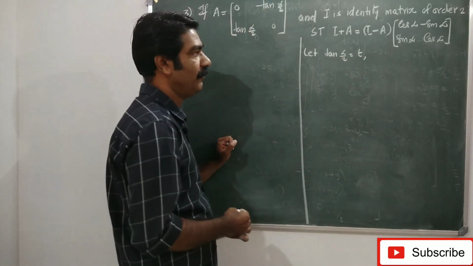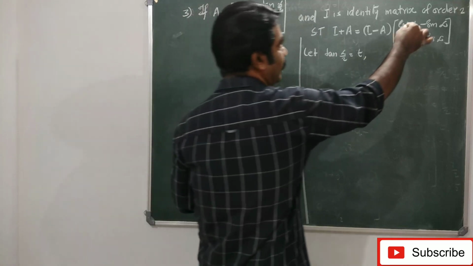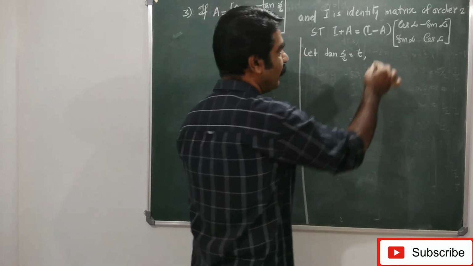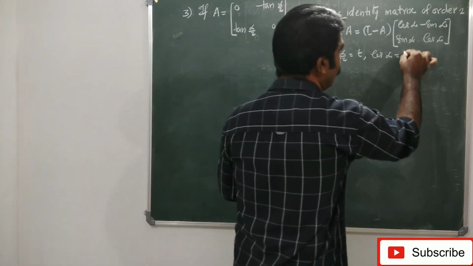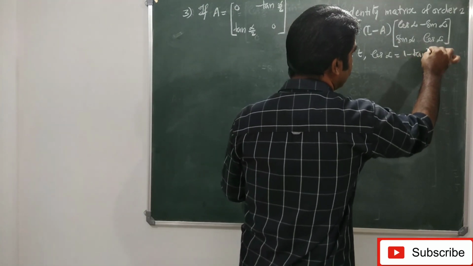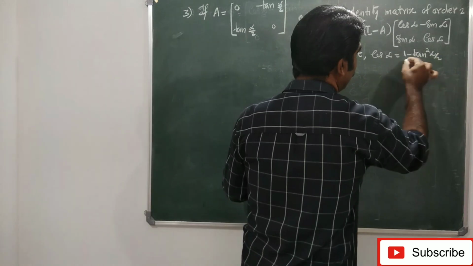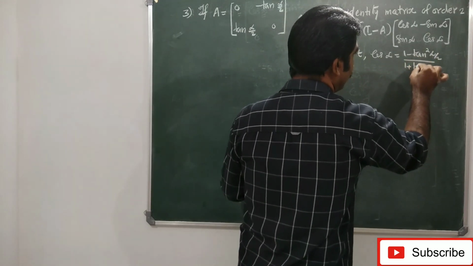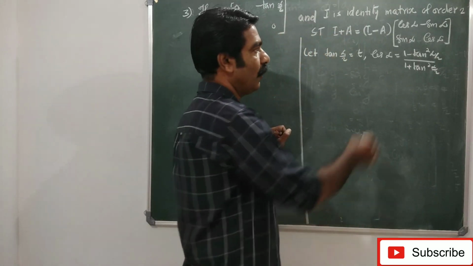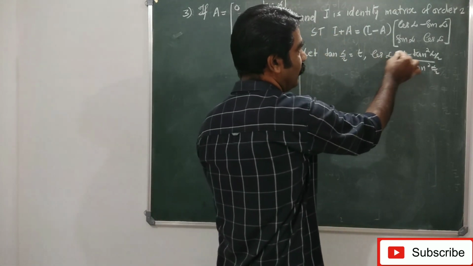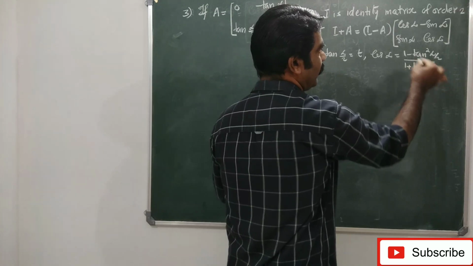Then, if tan alpha by 2 is t, what is cos alpha? We know that cos alpha is equal to 1 minus tan square alpha by 2, by 1 plus tan square alpha by 2. We learned last year that cos 2 alpha is equal to 1 minus tan square alpha by 1 plus tan square alpha.